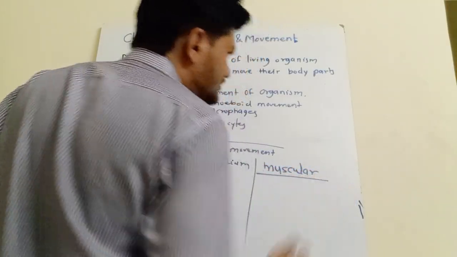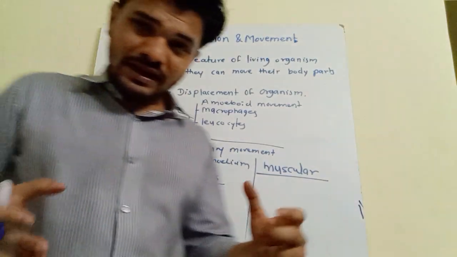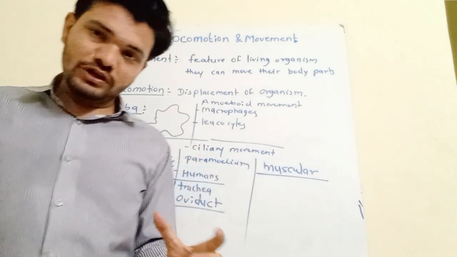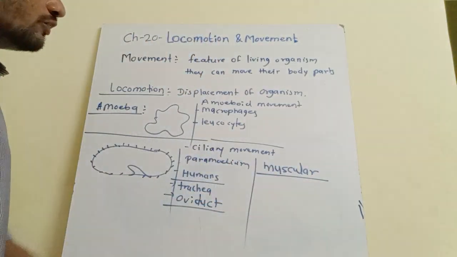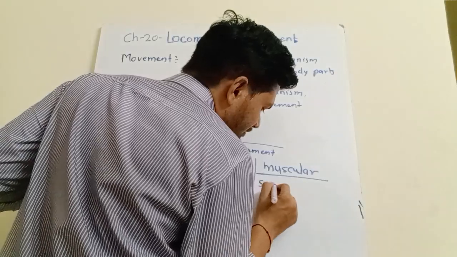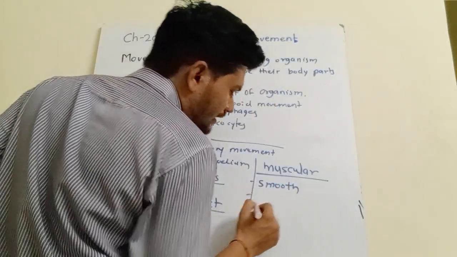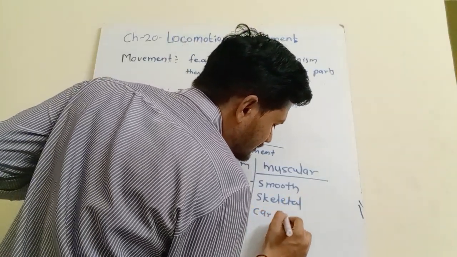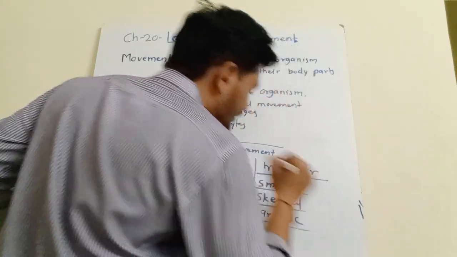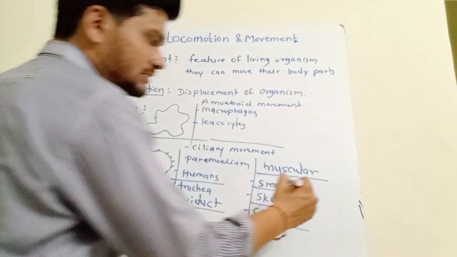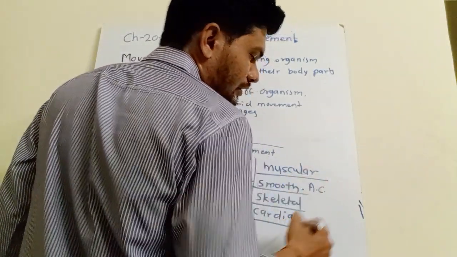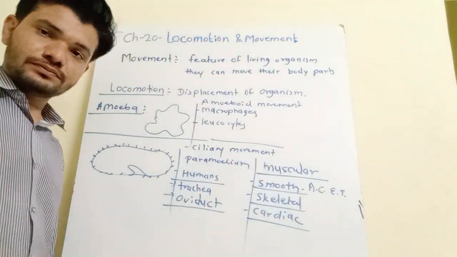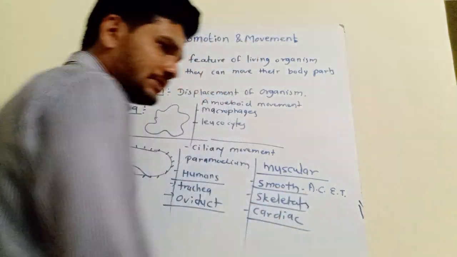Your body has so many muscles, and we are going to study muscles in this chapter. These muscles are going to help you to move your body parts. There are smooth muscles, skeletal muscles, and cardiac muscles. These muscles are helping you for the movement. Smooth muscles are present in your alimentary canal, your respiratory tract, your excretory tract.